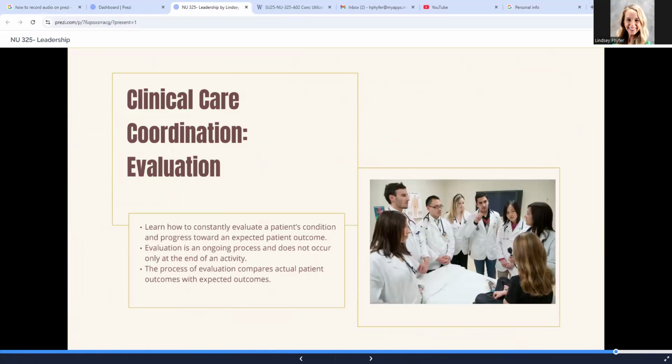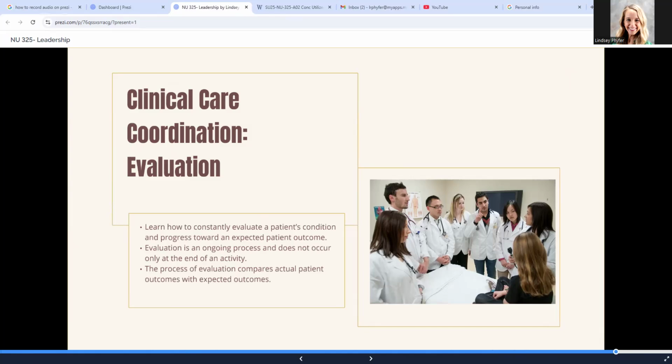The last component of clinical care coordination that we're going to talk about is evaluation. So we need to learn how to constantly evaluate a patient's condition and progress toward an expected patient outcome or patient goal. And remember, evaluation is something that's an ongoing process, and it does not occur only at the end of an activity. So while we may have completed a bed bath on a patient, we ultimately are going to continue to monitor this patient's condition and continue to take care of them and assess them up until they are discharged. And the process of evaluation compares actual patient outcomes with expected outcomes.